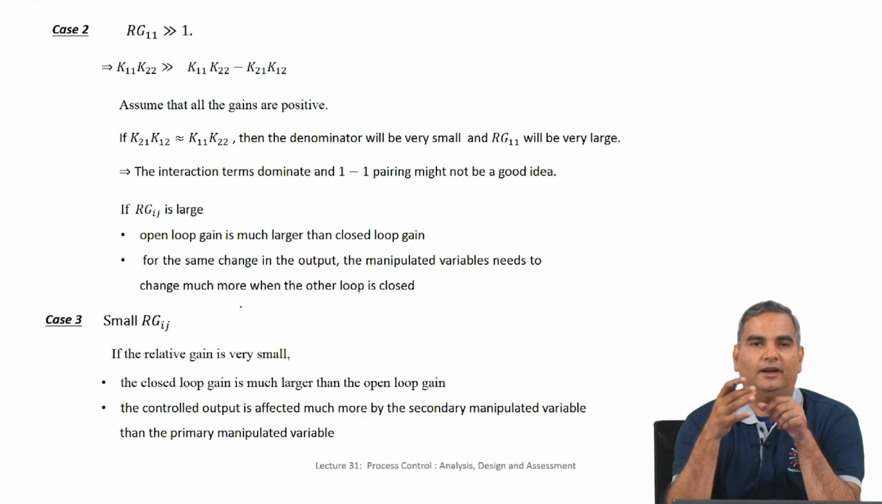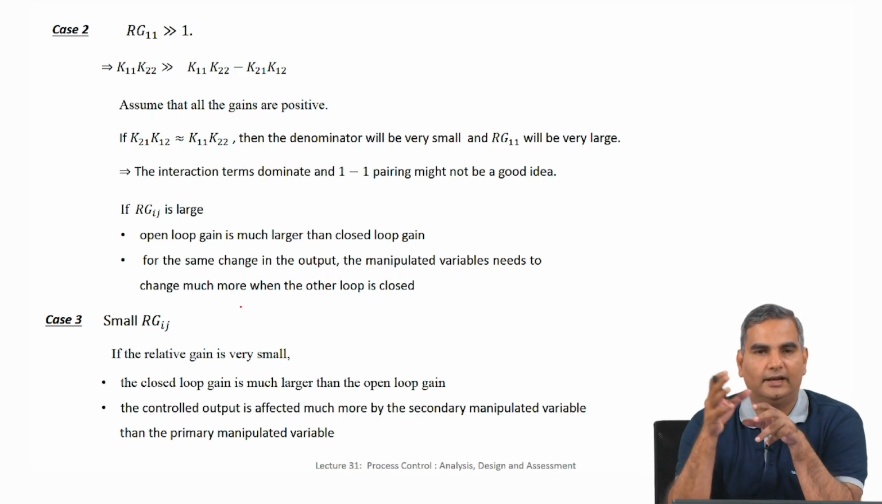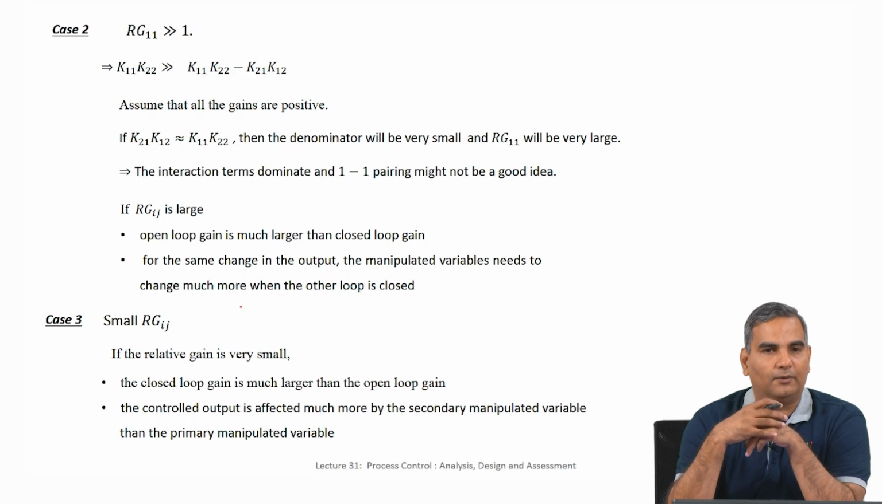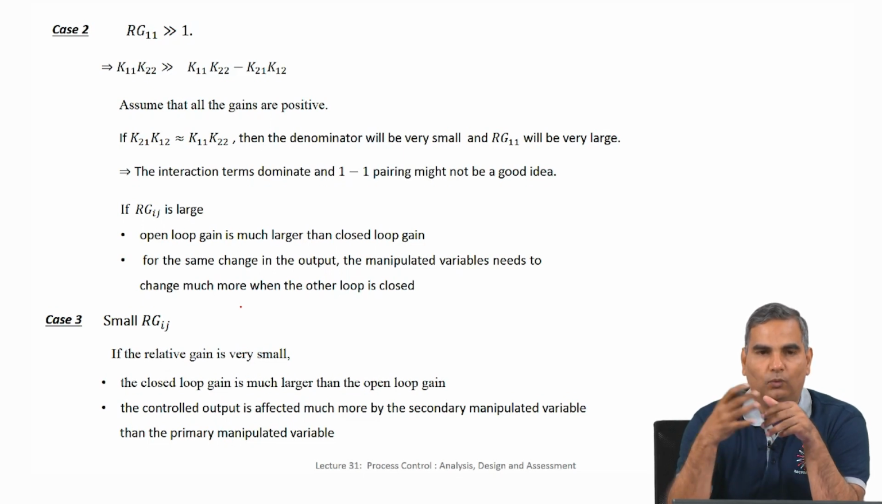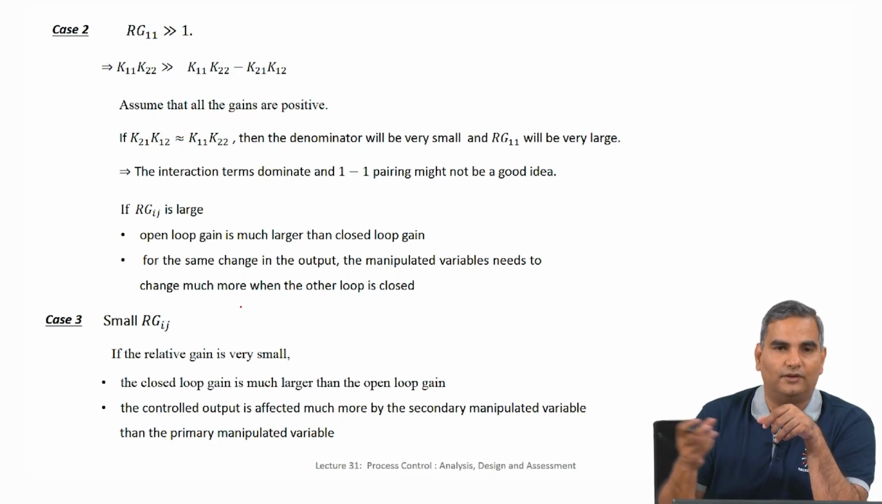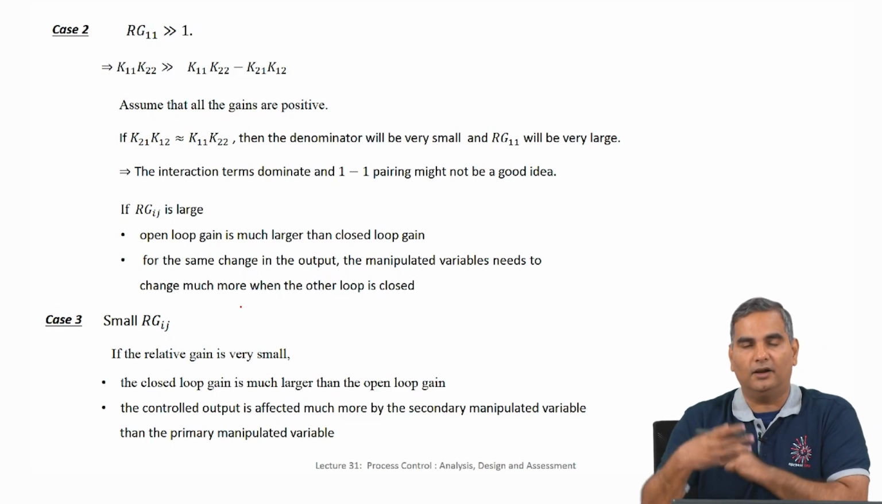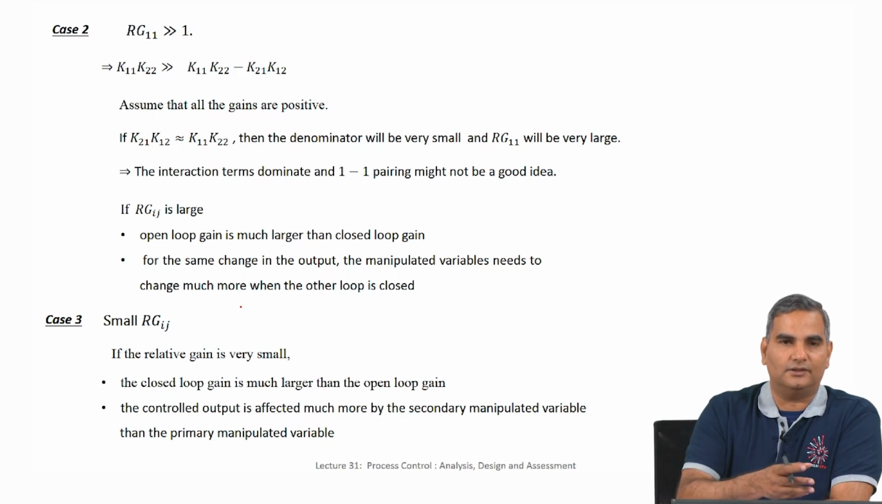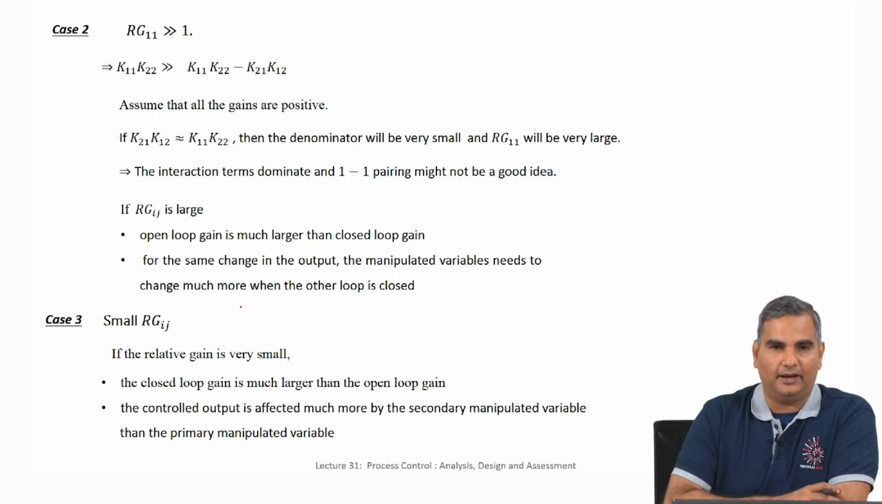So, I assume that when I make a certain amount of change in u1, I will get a certain amount of change in y1, but that will happen in the open loop. But once I close the loop, since the denominator has the gain once other loops are closed, the actual effect u1 will have on y1 will be much less than what I thought of before, because once I close the other loops, those effects come and reduce my overall forward effect, is what it says.